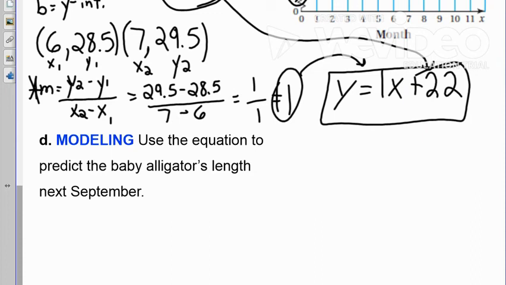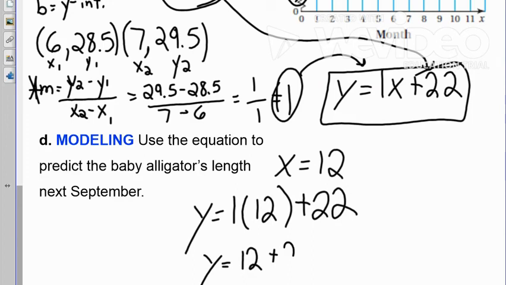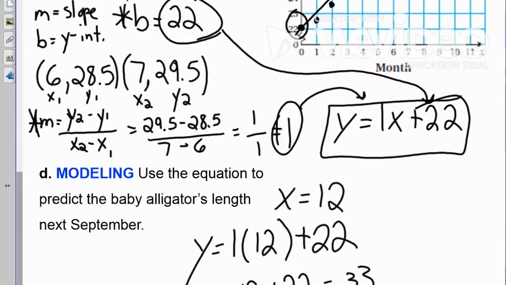Now, we're going to go to the modeling section and use the equation to predict the baby alligator's length next September. If we look at this, we know that a year from the beginning would be 12 months. So we're going to say that x is 12. That would be the representation for next September. All we're going to do is plug in our x value of 12, simplify it, and that should give us the length. You can see below, I do 1 times 12 plus 22, that equals 33. That would imply that we are dealing in inches, so this is 33 inches long for that baby alligator.